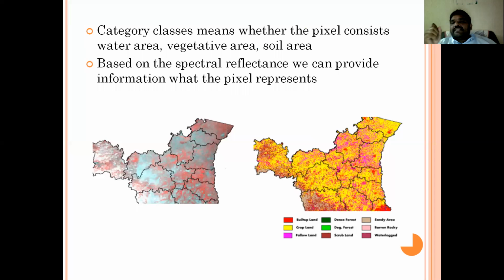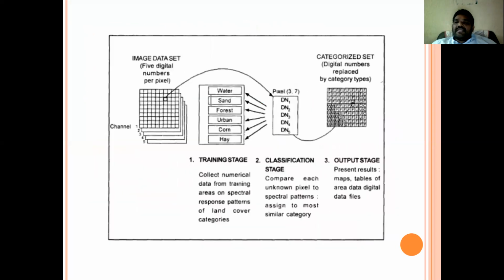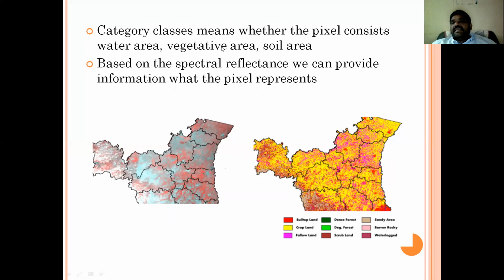See here, category classes means whether the pixel consists of water area, vegetative area, soil area. We have seen here, W represents water, forest, urban, like that. See here, classification means whatever objects are present in that particular area which has been captured as an image. We are just simply depicting the class names. I have just given category classes, meaning either water, vegetative, soil, road, forest, and so on.